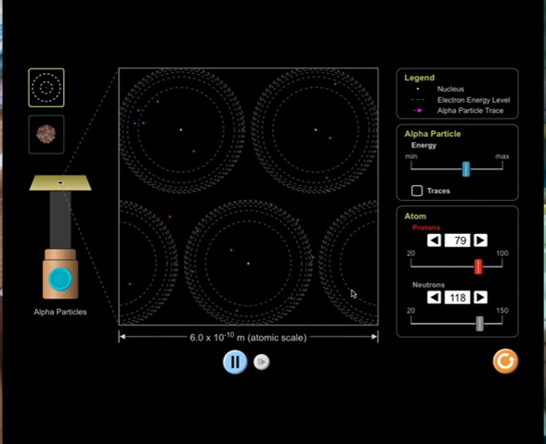So you have a place where all the positive charge is, and you have a place where virtually all of the mass is, and you have an atom which is mostly empty space. That's how the evidence came up with, or led them to, the nuclear model of the atom.